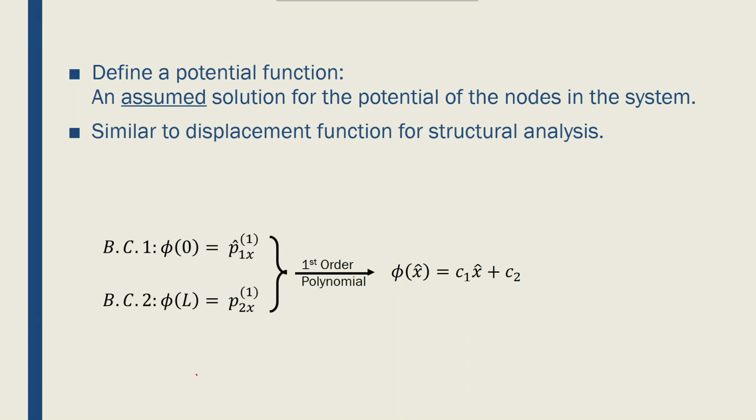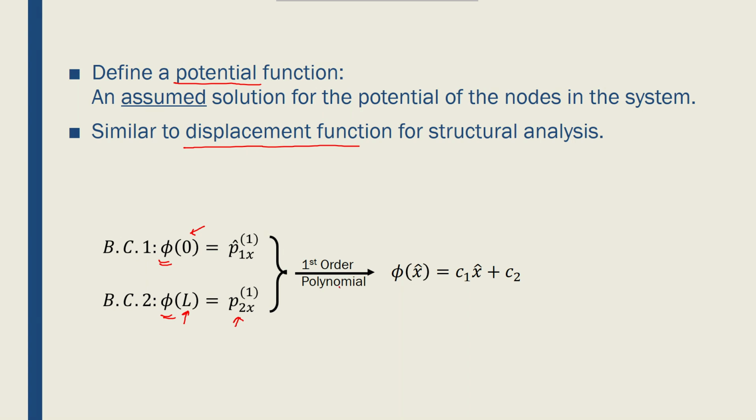Now, in order to move on with finding the stiffness matrix of a fluid flow element, we need to define a potential function. A potential function is an assumed function or an assumed solution for the potential along the element. And it's similar to the displacement function in structural analysis. Over there we had a displacement function, and now we're working with a potential function. And potential functions are usually shown with the Greek letter phi. We have 2 degrees of freedom and 2 boundary conditions. So at x equals 0, we have P1x, and at x equals L, we have P2x.